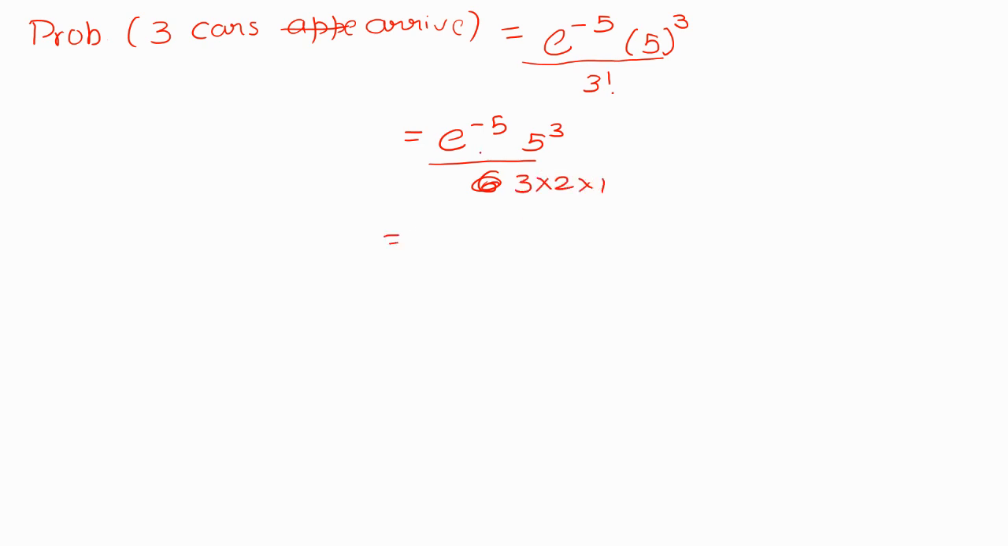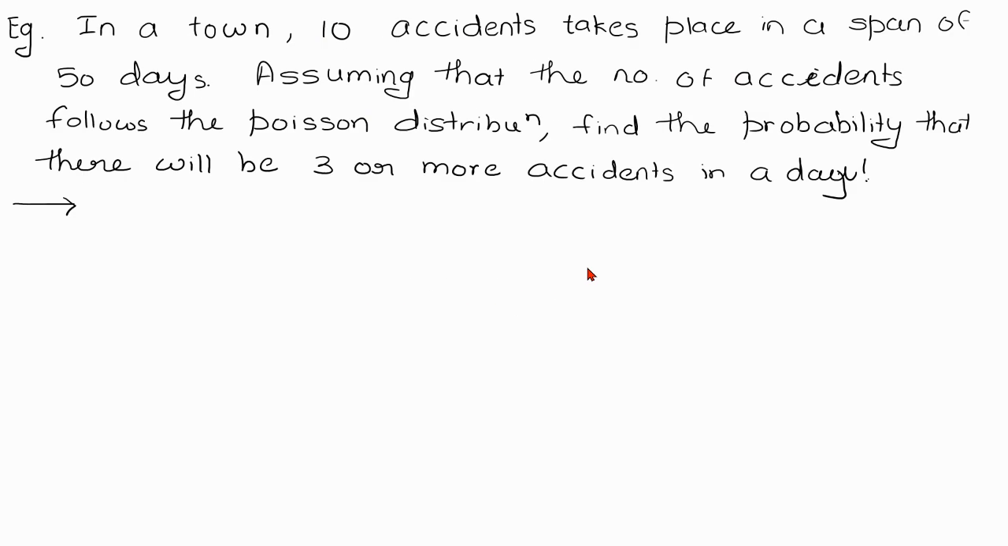And this e raised to minus 5 you can directly get from your calculator. What does this come out to be? The final answer is 0.1396. When you simplify, you will get this as the answer. So this is the probability of 3 cars arriving per minute. So this is the end of this problem. We'll see one more problem which we can solve.